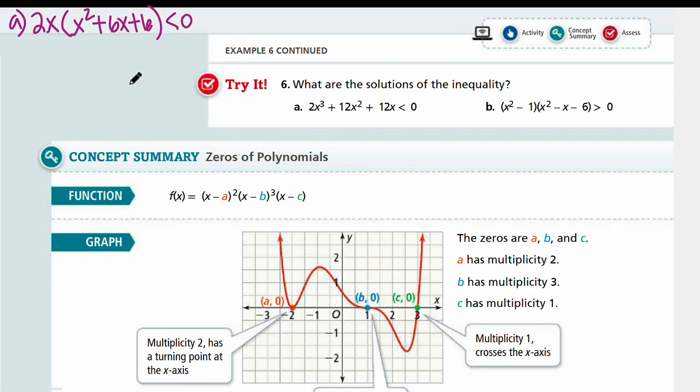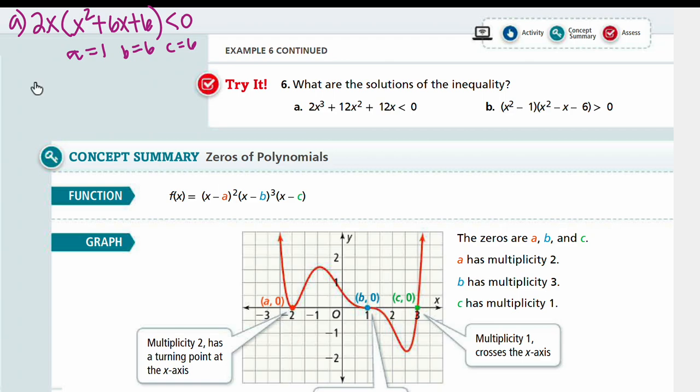And then we know that 2x equals 0 gives a zero at 0, right? And then we'd have to figure out the zeros for this function. We can't really factor this by factoring by grouping or completing the square. So let's use our quadratic formula. In order to use the quadratic formula, we need to identify a, b, and c. A is 1, b is 6, c is 6.